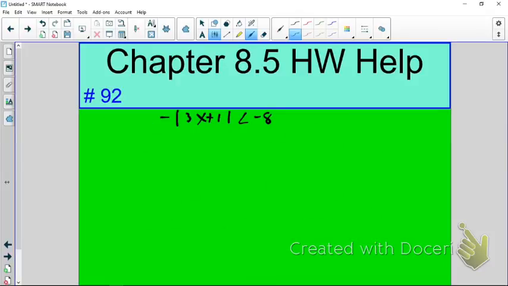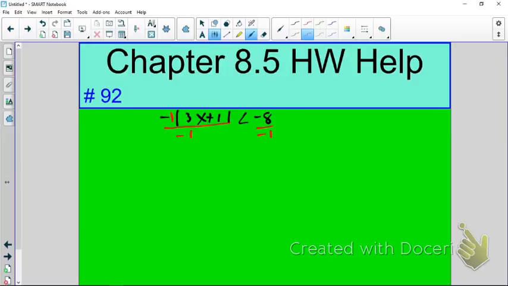So this is the last one that we're going to be looking at, which will be number 92. I chose this one because of the first step. You notice that the absolute value has a multiplication of a -1 in the front. So I have to get rid of that first before I start breaking it apart. So I'm going to divide both sides by -1.